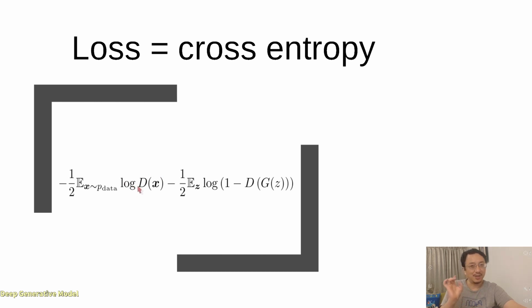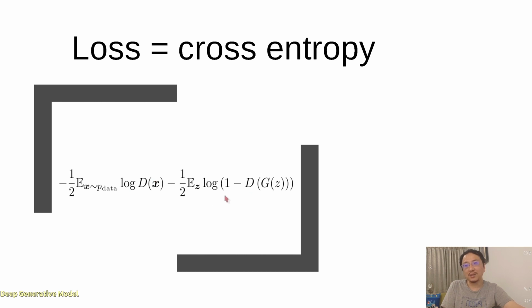Remember that 0 is the largest possible value for log D(x), because the value of D(x) is between 0 and 1. So we have this one 0, and this one is negative. So it becomes a loss function, because smaller is better.